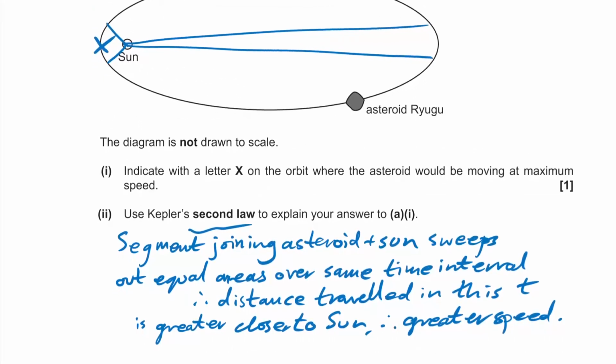Kepler's second law is all to do with segments. If we draw segments joining the asteroid to the sun over the same time interval, the orbit is going to sweep out the same area. So we're going to have equal area. Therefore, closer to the sun, the distance traveled is going to be greater because we have a wider segment. So therefore, we have a greater speed.